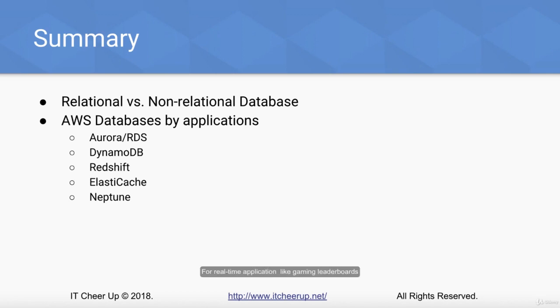For real-time applications like gaming, leaderboards, chat messaging, streaming, and IoT, you can use ElastiCache to store in-memory data. For any application that requires navigation over highly connected data, such as social news feeds, recommendations, and fraud detection, you can use Neptune.